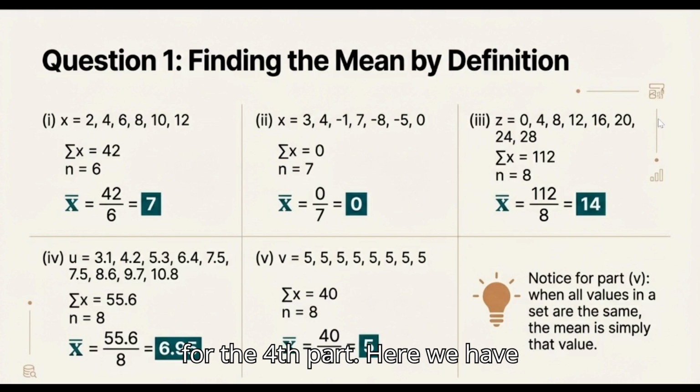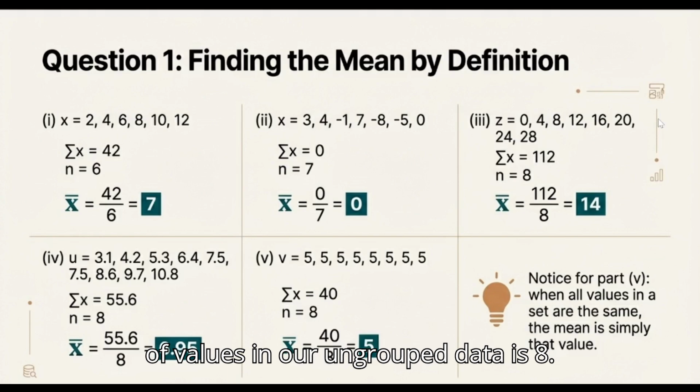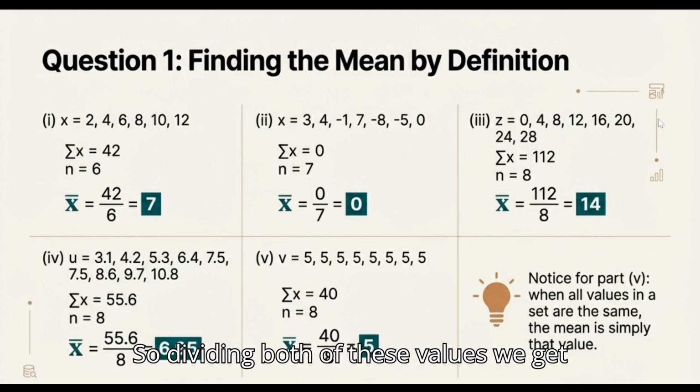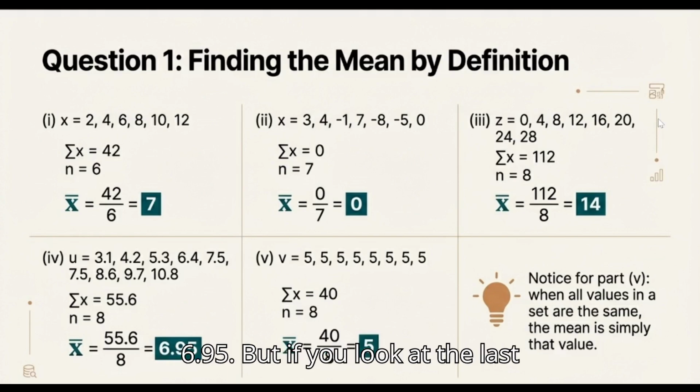For the fourth part, here we have a data set which is U. We have values in decimals. The first is 3.1, then 4.2, 5.3, 6.4, 7.5, 8.6, 9.7, and 10.8. If we take the summation of all of these values, we get 55.6. And the number of values in our ungrouped data is 8. So dividing both of these values, we get 6.95.